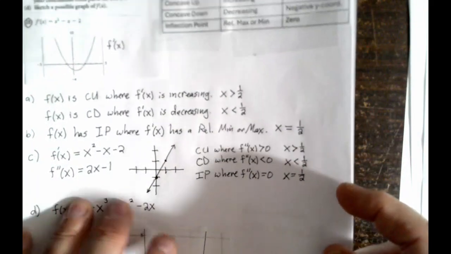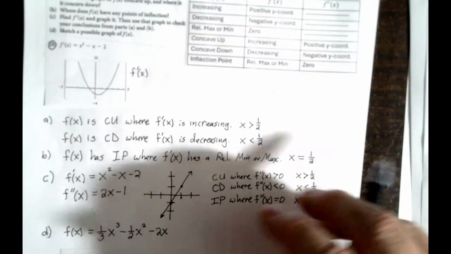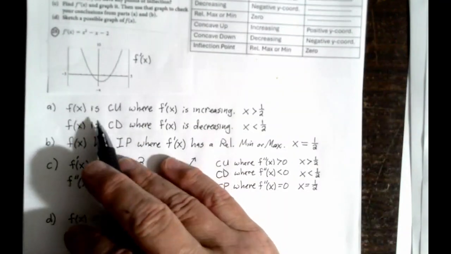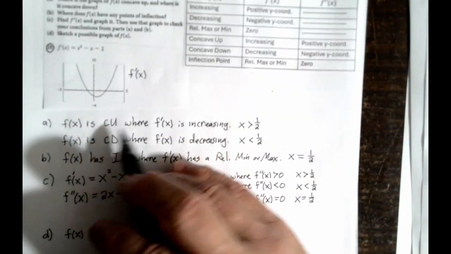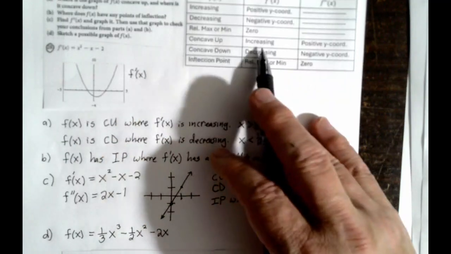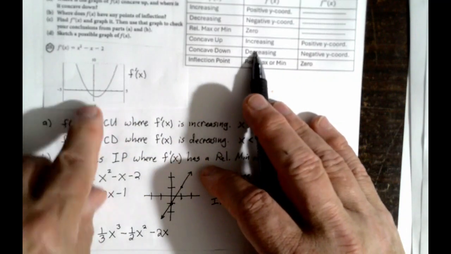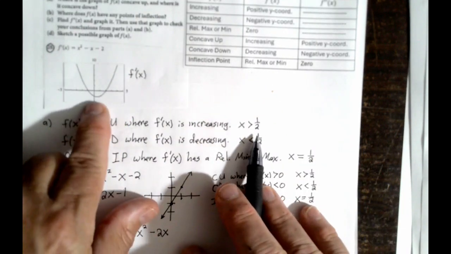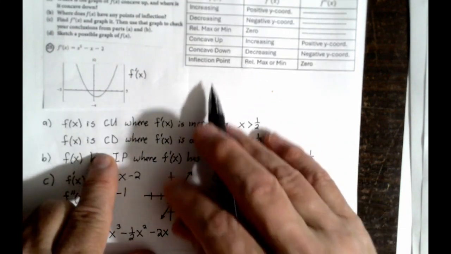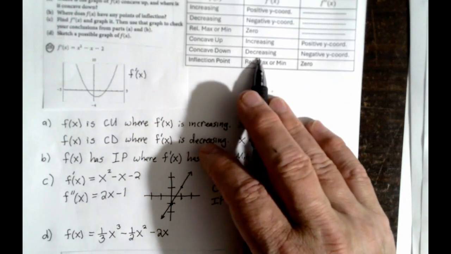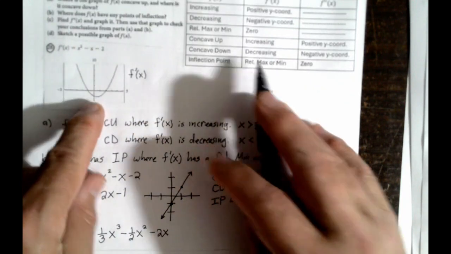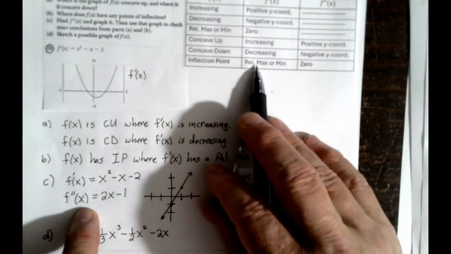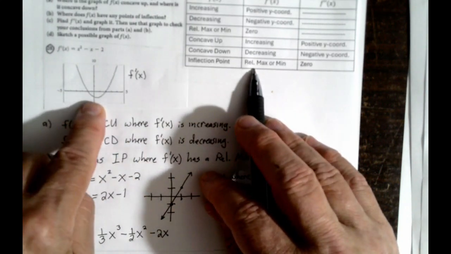28 is very similar to what we were doing with example 6 earlier. They give you the first derivative and they ask you some questions about the original function. They ask you, where is the original function concave up? Well, the original function is concave up where the first derivative is increasing, and it's increasing at greater than 1/2, excuse me. And where is it concave down? Well, it's concave down where the first derivative is decreasing, and that's less than 1/2.